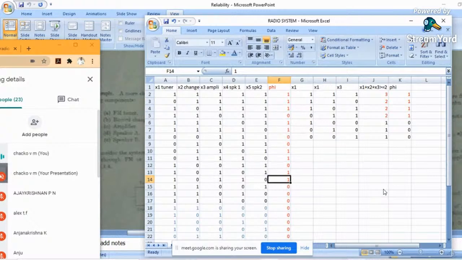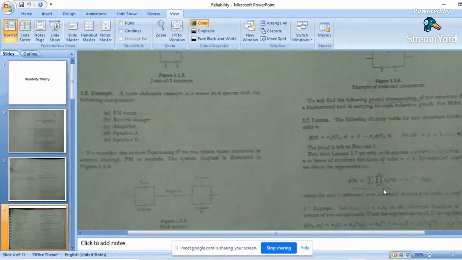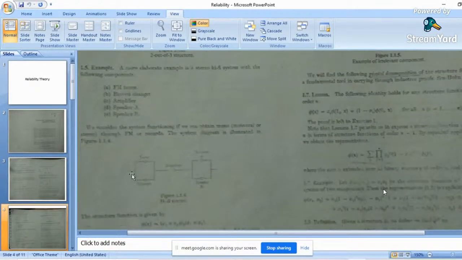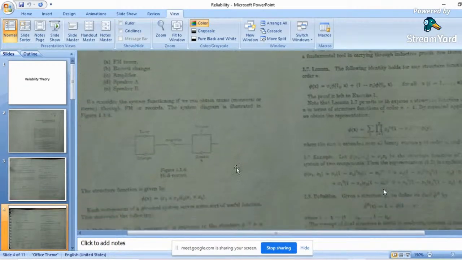So what I'm saying is, yeah, we can see that this is a radio system: tuner, changer, amplifier, speaker 2, and we could draw the configurations in such a way that the radio system is functioning or the system is failed. Okay, what will be the structure function? You know, the structure function of a series system is the product over i from 1 to n of xi, and the structure function of a parallel system is, what is that? The parallel system is the union over i from 1 to n of xi.